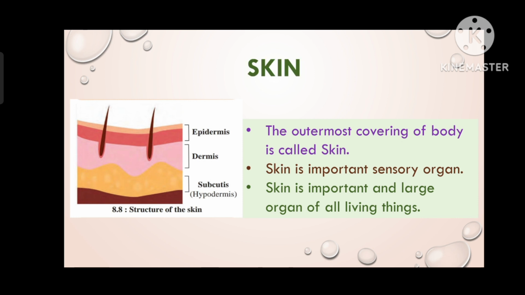Now we learn about the skin. There are three layers of skin: epidermis, dermis and subcutis. Epidermis is the outermost layer of the skin. Below the epidermis there is the dermis. Below the dermis there is a network of blood vessels and nerve fibers. The subcutaneous layer maintains normal body temperature.